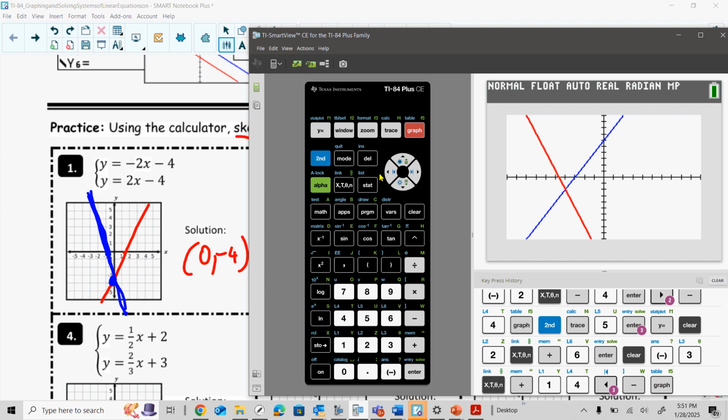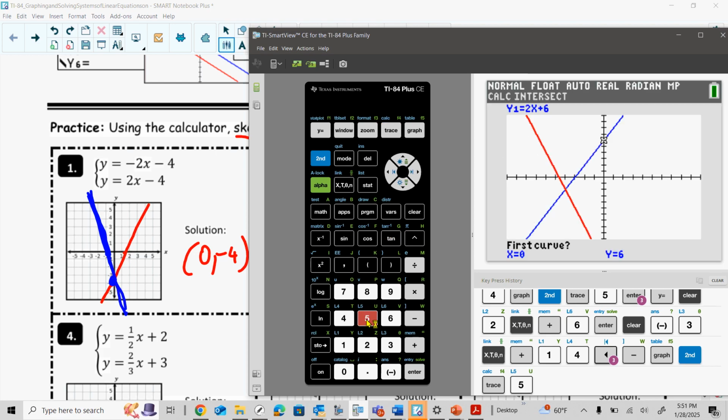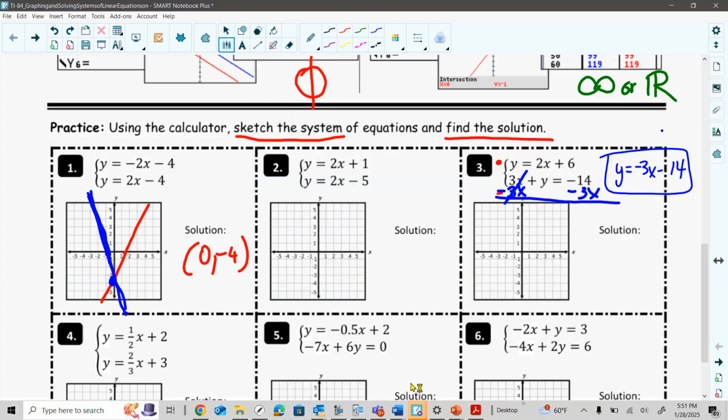So what do we hit now to get the calculator to calculate that intersection? You said second trace, exactly, okay? And what do we pick? Intersect, number 5. And now what do we have to do? Let's see if you remember. Enter 3 times. Enter, enter, enter. You have to see the word intersection for the calculator to calculate the answer. So this is at -4, -2. So let's go back to our -4, -2.